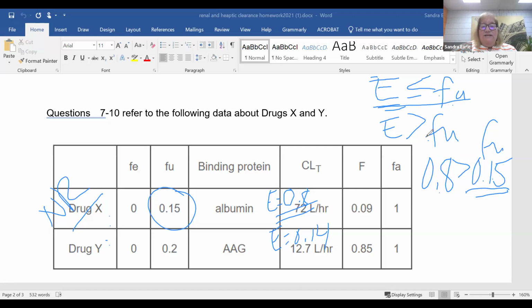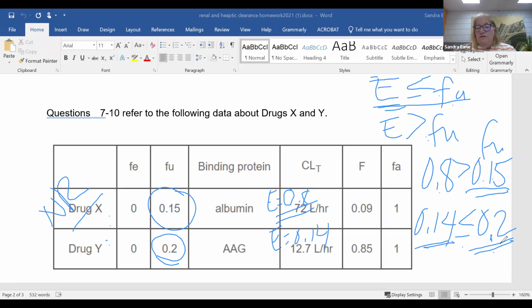Drug Y, on the other hand, has an E of 0.14 and 20% of it is available. So again, it's extracting less than what's available. So the E is less than or equal to 0.2. You follow that?